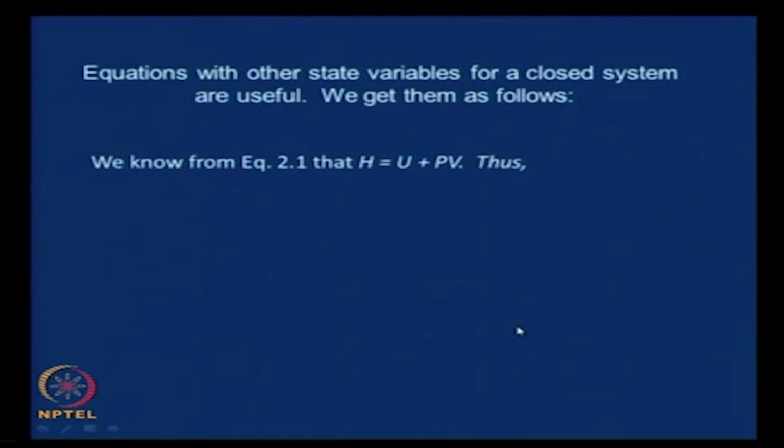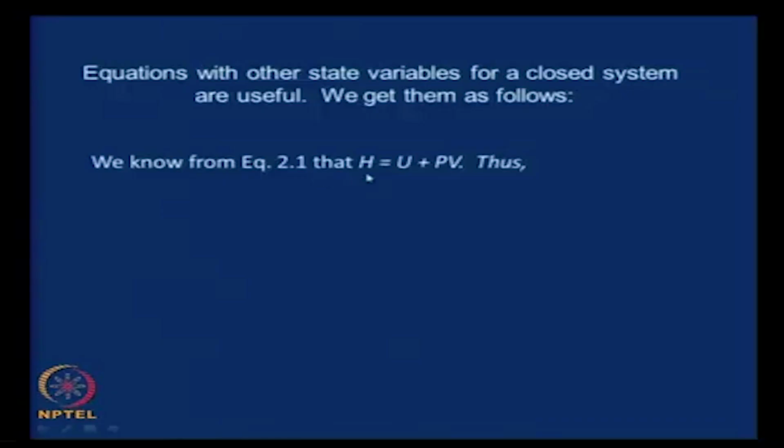Then we started looking at equations for a closed system, useful thermodynamic equations for a closed system. Let us start with that again for this particular class. We had just done one last time. For a closed system, we have already seen from the definition of enthalpy H from equation 2.1, it is defined as U plus PV.